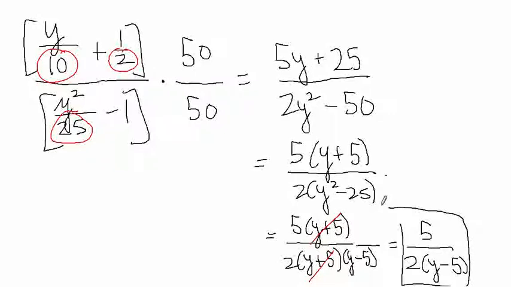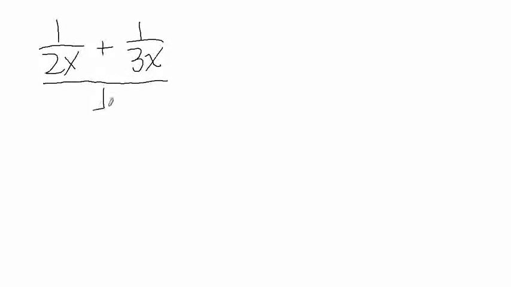Now, let me do one more involving variables in the denominator, and I want you to try this one as well. So we'll close with this. 1 over 2x plus 1 over 3x divided by 1 over x squared. Okay, pause the video and try that now, please.